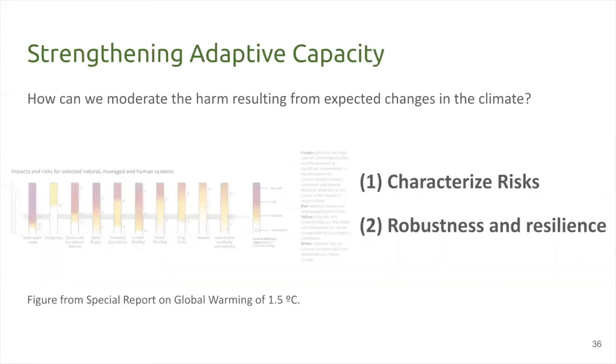Okay, so from a very high level, how does adaptation work? The main idea is that you try to prepare, right? You try to anticipate the impacts and make changes to make the impacts less damaging. And what does that preparation look like? On the one hand, yes, you try to characterize the risks, right? And second, you try to increase robustness and resilience of your systems. So we'll give a few examples of that in the next few slides.